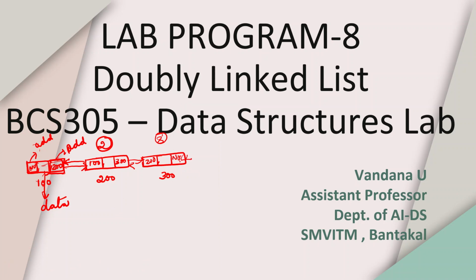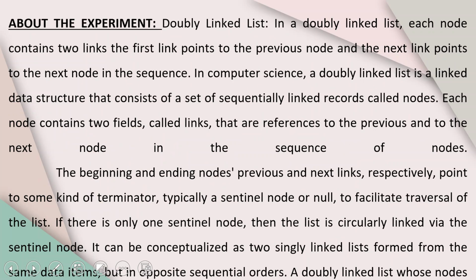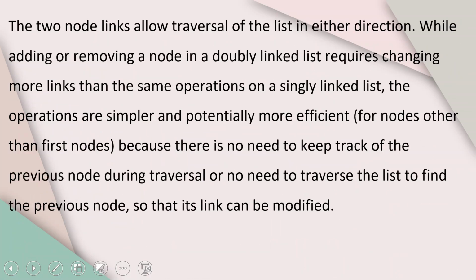Okay, so insertion can happen at either end. Not insertion, sorry. The addresses are stored at either end of the node. You can take some time and read this. This has information about the doubly linked list, and also about the experiment.